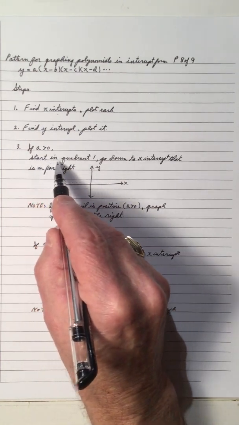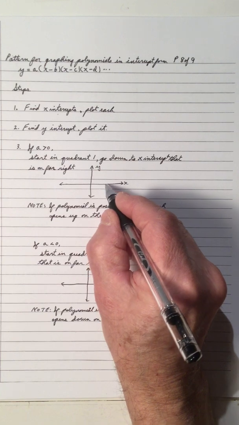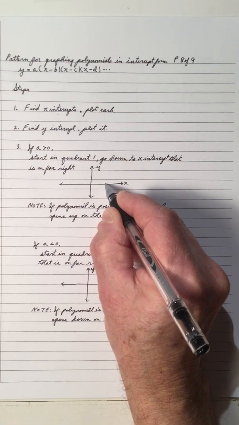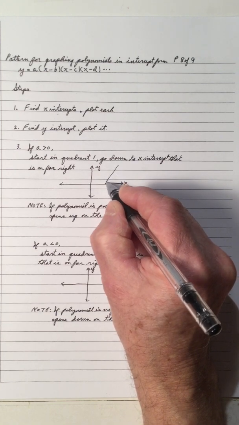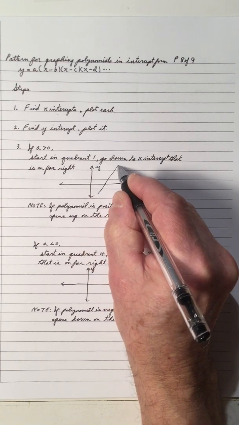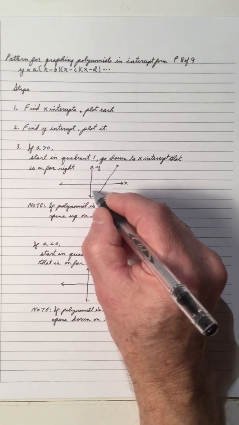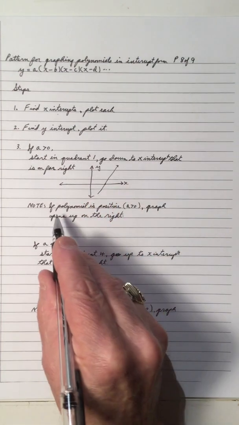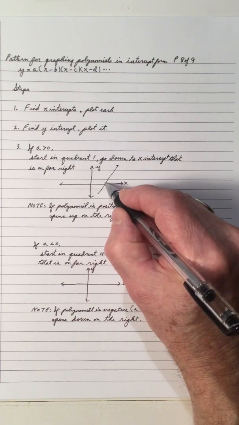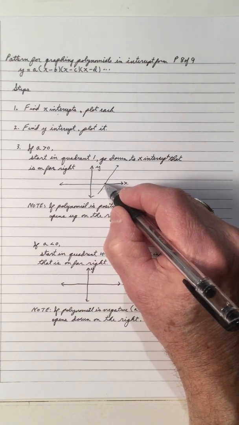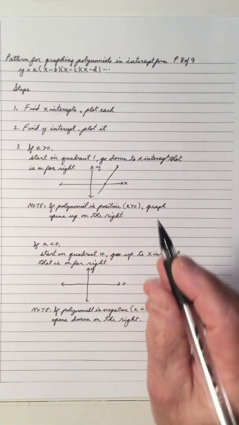If it's positive, you start in quadrant 1, which is right here, and you go down to the x-intercept that's on the far right. So let's say this is the x-intercept on the far right. You start in quadrant 1 and you go down and through like that. Now, where you take the bend, if it has another intercept, then you do the bend. If the polynomial is positive, that means a is greater than 0, the graph opens up to the right. So the furthest x-intercept on the right, it will go up from there. So that means you reverse it and you'll see.